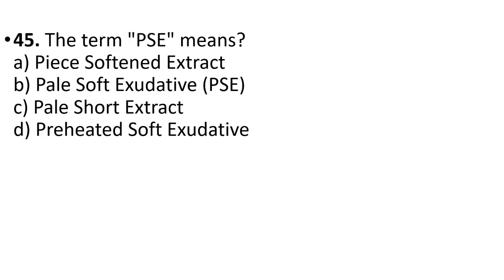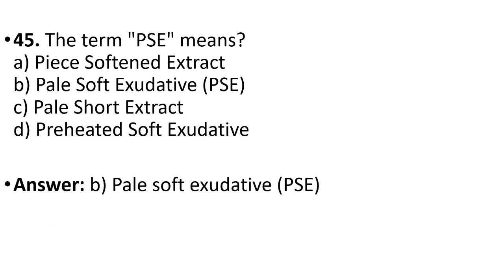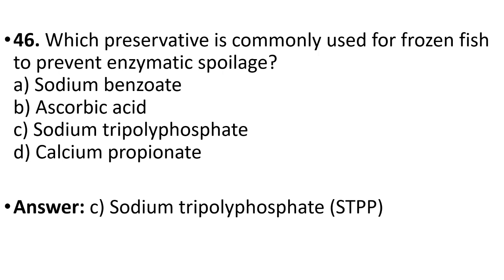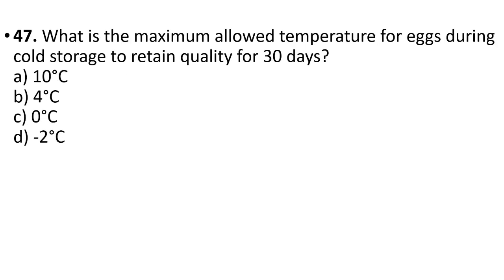45. The term PSE means: peas softened extract, pale soft exudative, pale short extract, preheated soft exudative. Your answer is option B, pale soft exudative. 46. Which preservative is commonly used for frozen fish to prevent enzymatic spoilage? Sodium benzoate, ascorbic acid, sodium tripolyphosphate, calcium propionate. Your answer is option C, sodium tripolyphosphate, STPP.